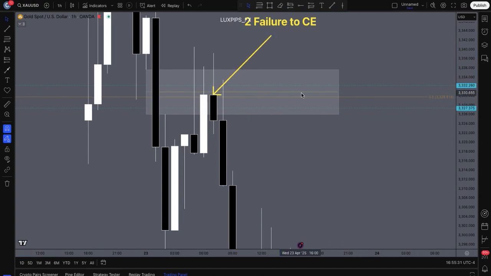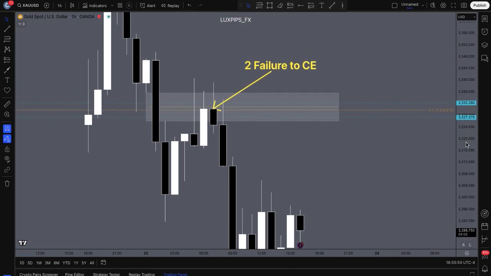If I take off this FEG real quick, they went through just a bit of the CE, but it's mostly rejecting, right? And also they didn't go through the opening of the week, the upper level of the Enwalk. This Enwalk is being tested perfectly on the 1 hour.